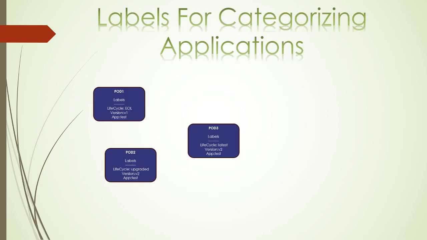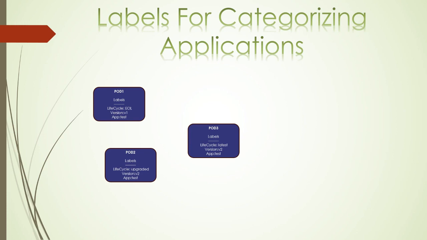In this example, you can see that there are three pods. Pod 1 has the lifecycle as end of life, version as v1, and application as test. Pod 2 has the lifecycle as updated, version as v2, and app as test. Pod 3 has lifecycle latest, version v2, and application test. So we know that there are different versions of the same application available here, and we can use labels and selectors to group or categorize these applications.